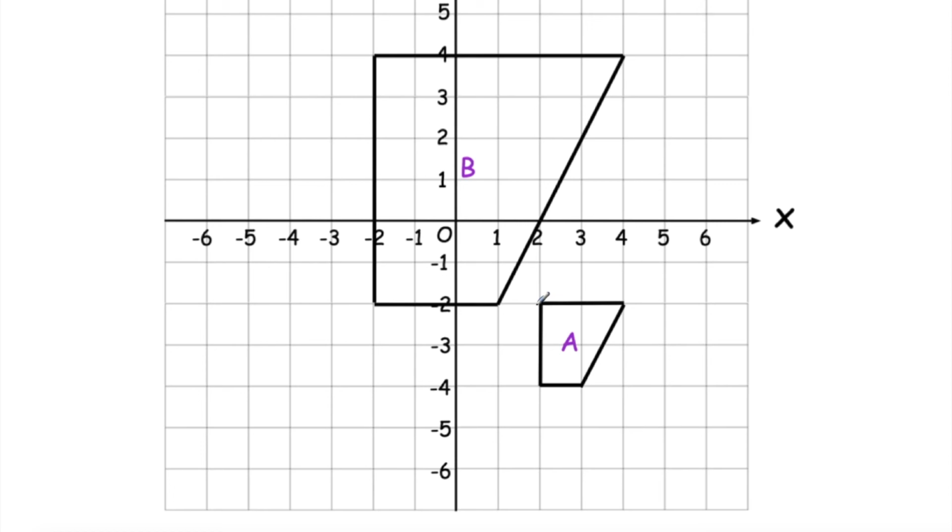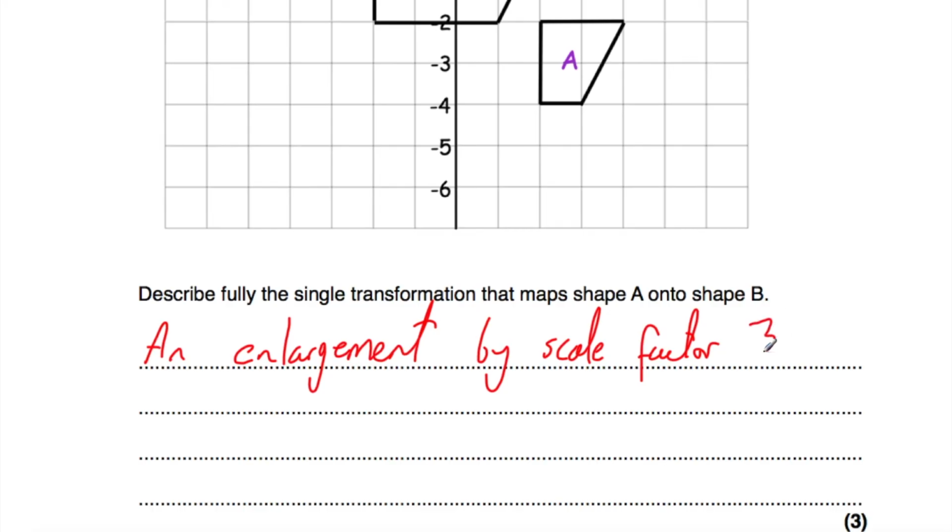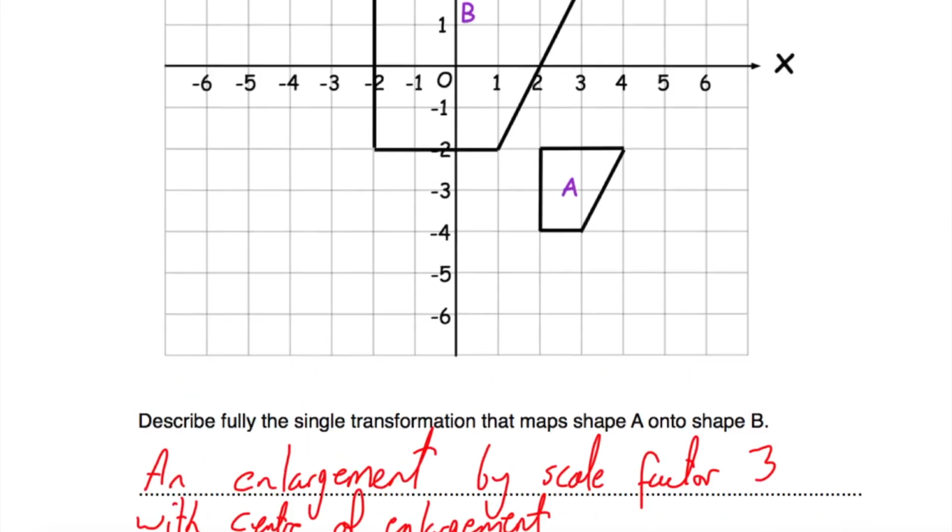Now let's just double check that. The height of trapezium A, so this 2 up here, this left hand side, and then if you times that by 3, that should be 6 up. So let's just check 1, 2, 3, 4, 5, 6. So yeah, the scale factor of enlargement is 3. By scale factor 3 with center of enlargement, and now we just need to find where the center of enlargement would be.